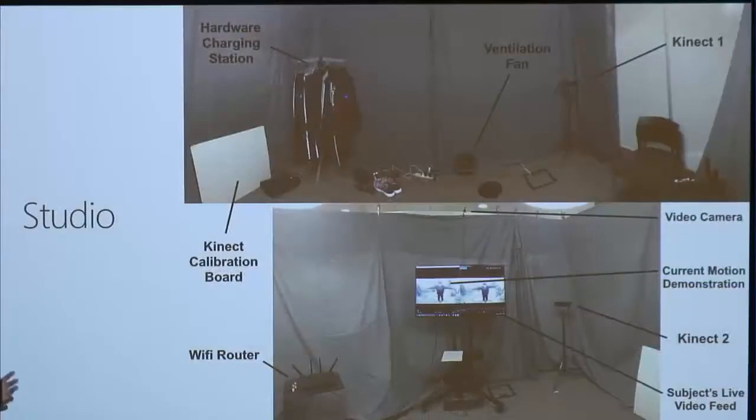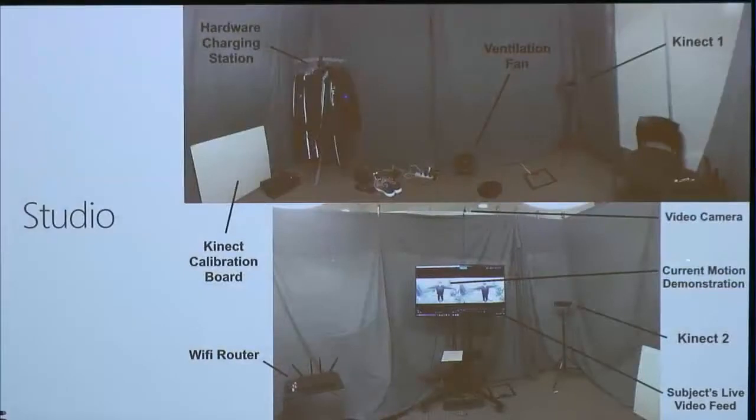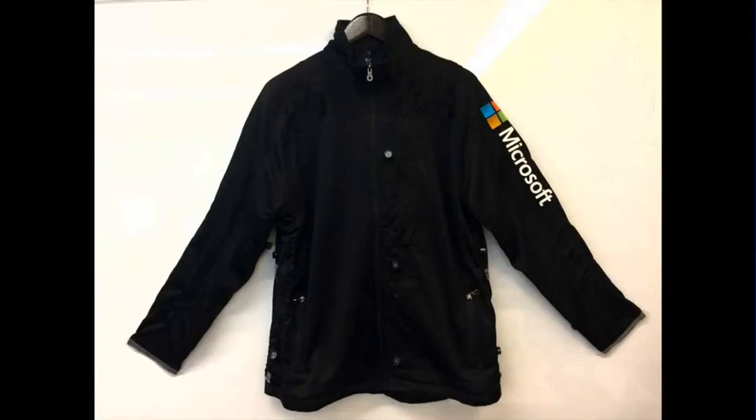We also have a flat-screen TV in front of the studio, so the subject can face the screen. On the left-hand side of the screen is an actor performing the desired motion. The live video feed of the studio is fed to the right-hand side of the screen, so the subject can know what he is actually doing, and whether he follows the actor correctly or not. I will play a video here about the whole hardware and the data collection process.